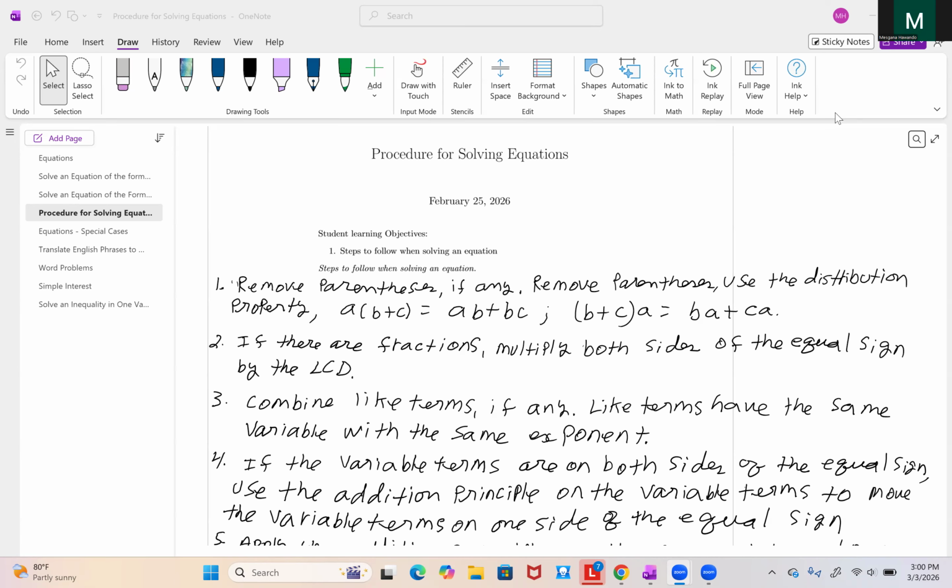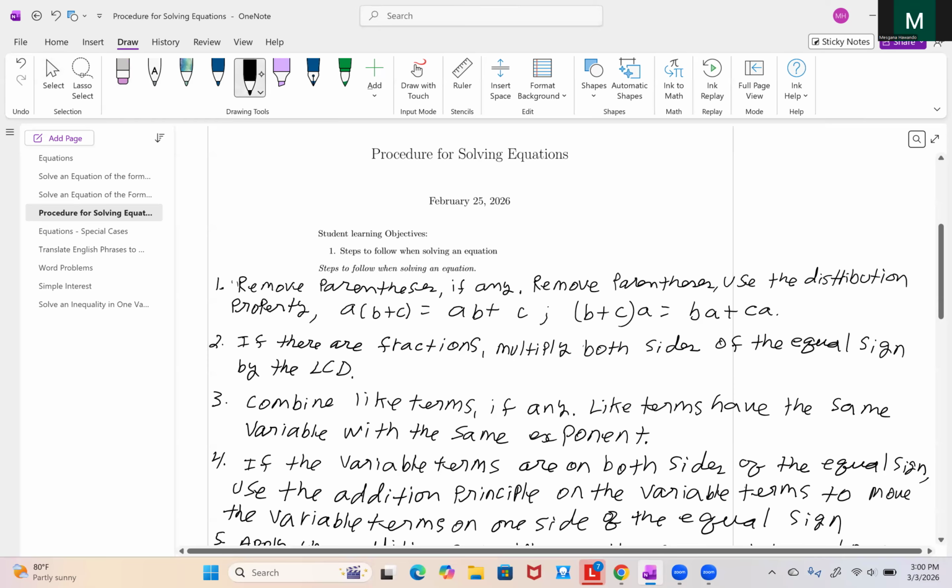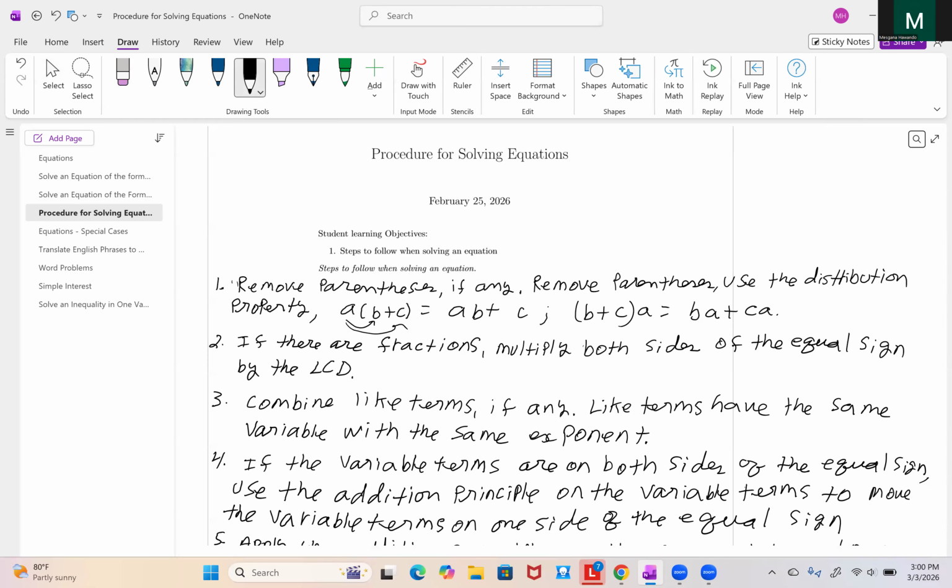The distribution property says A inside the parentheses, B plus C, is equal to A times B plus A times C. So we distribute: A times B plus A times C. Or if it is in parentheses, B plus C, with A outside the parentheses, this is B times A plus C times A.